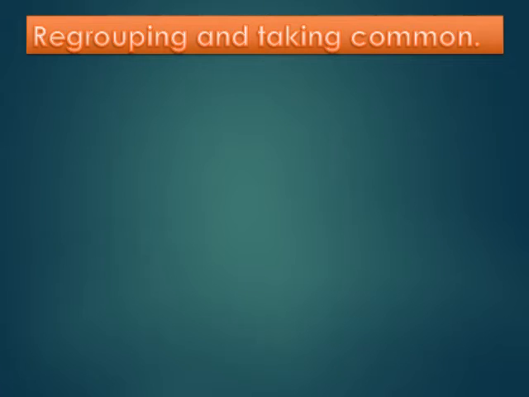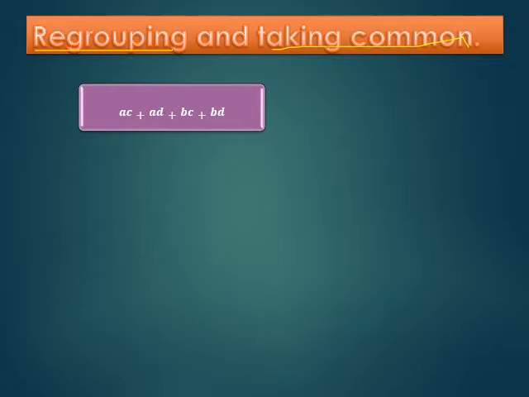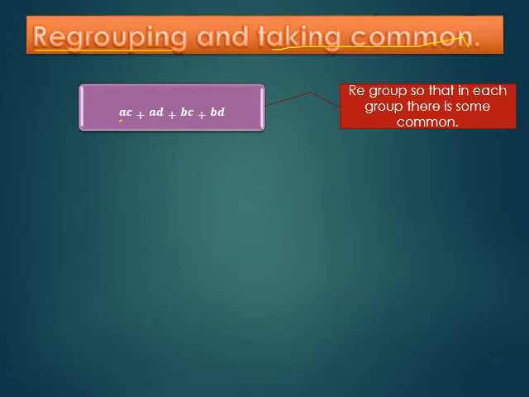Type number 2, we can take this as regrouping and taking common. In this type, you will observe that we have this type of expression. Observe here, these are 4 terms and in all 4 terms there is no common. In the first 2 terms, or the second and third, or the second and last, there is no common. But you observe that if we regroup, we'll find some common in each group.